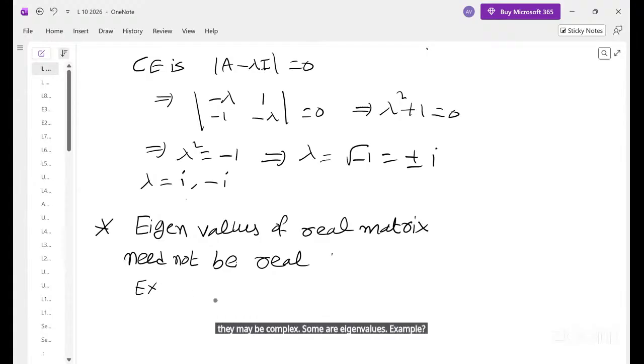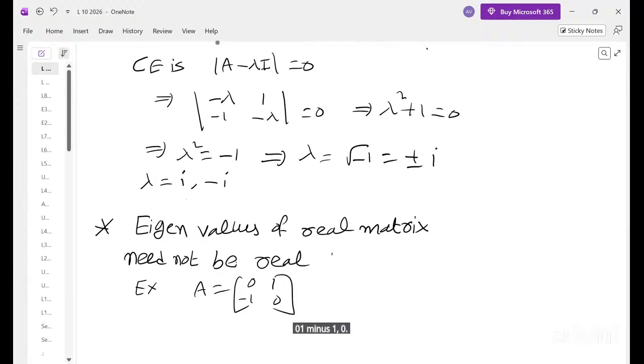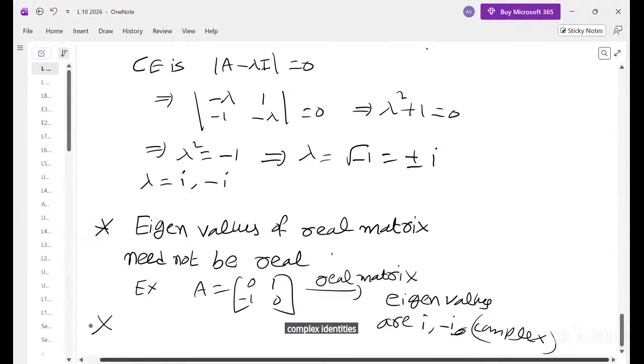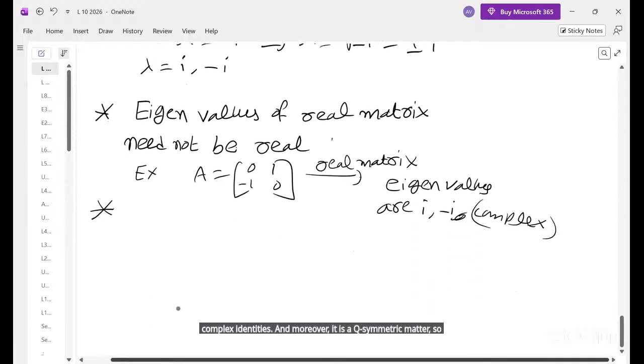Example, A is equal to 0, 1, minus 1, 0. This is a real matrix with complex eigenvalues, i and minus i. So sometimes they may be real, but not necessarily. And moreover, it is a skew symmetric matrix. So very important are the eigenvalues.